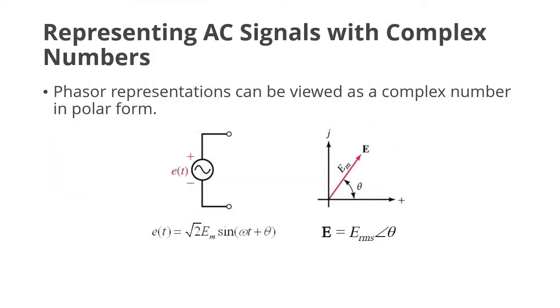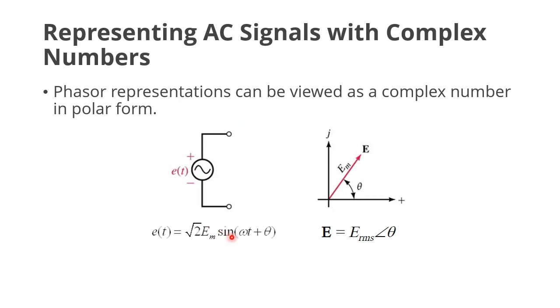Now we are going to learn about how to represent AC signals with complex numbers. Here the phasor representations can be viewed as complex numbers in polar form. What they are telling is we can represent the phasor by converting it to the polar form of the complex number.